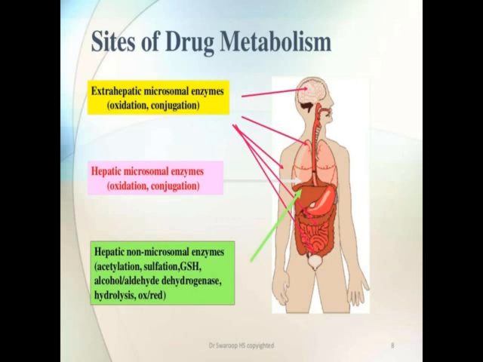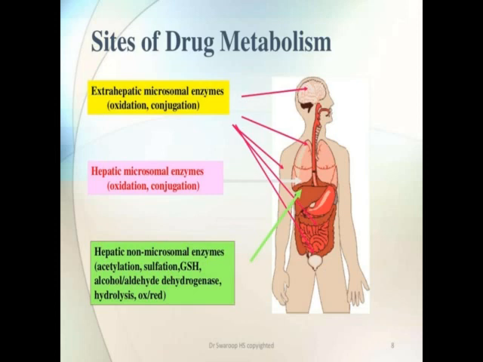What are the sites of metabolism? The liver is the main site of metabolism. Other than the liver, metabolic products can be eliminated or excreted through the urine, through air, through sweat. So these are other pathways by which metabolism can take place.